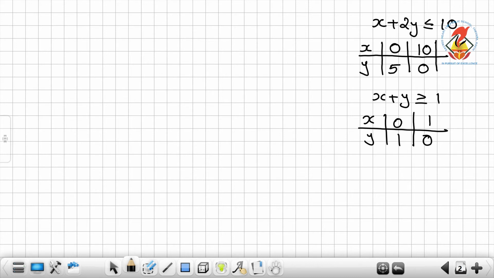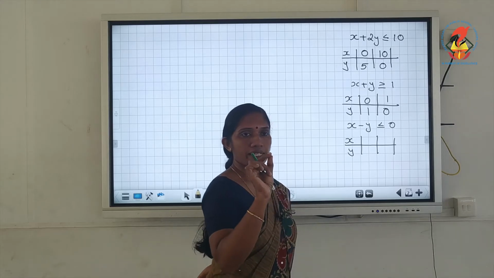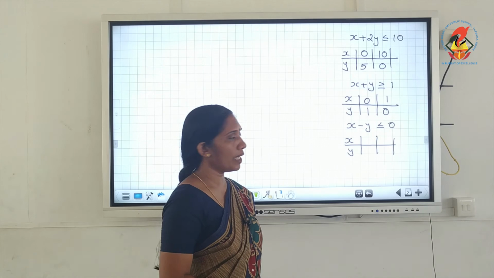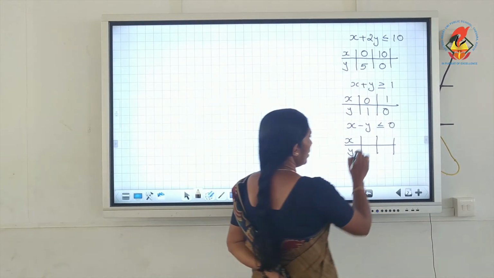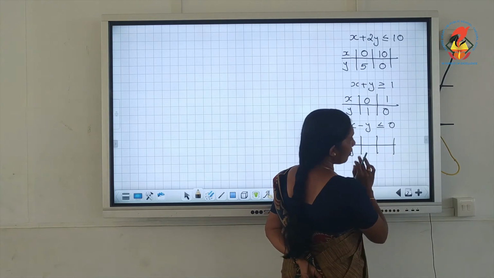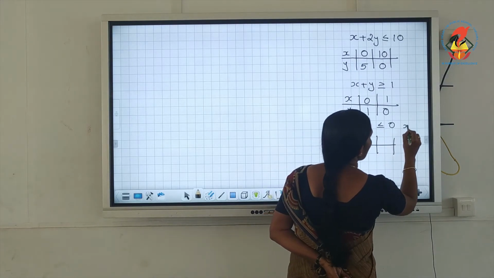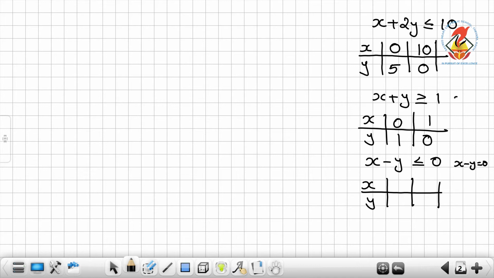Now the third one is x minus y less than or equal to 0. So when you write the points, don't take the less than or equal or greater than symbol, just take the equal symbol. Otherwise you will get infinitely many solutions. Here you have to put the equal symbol and find the point. That is x minus y is equal to 0. Here x plus y is equal to 1.